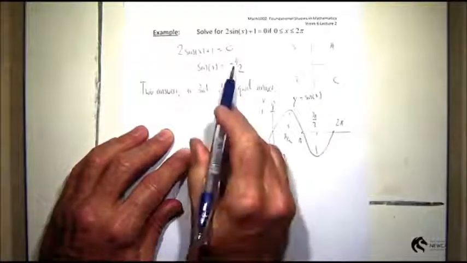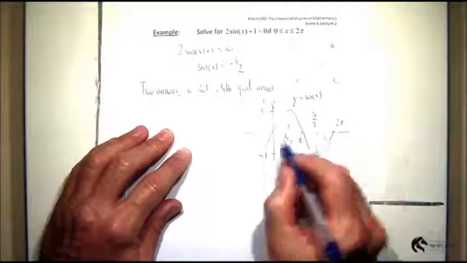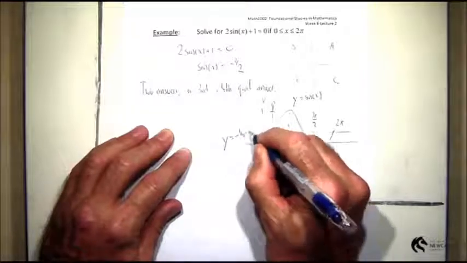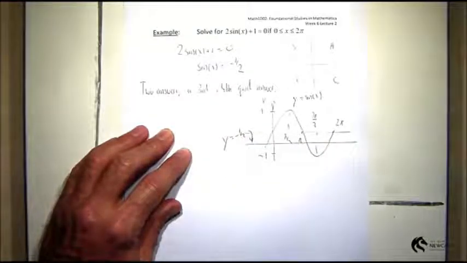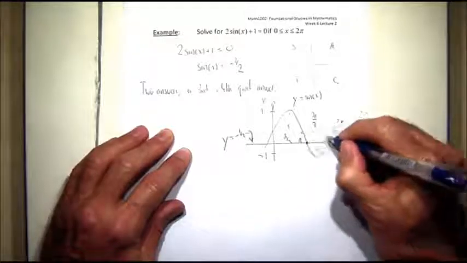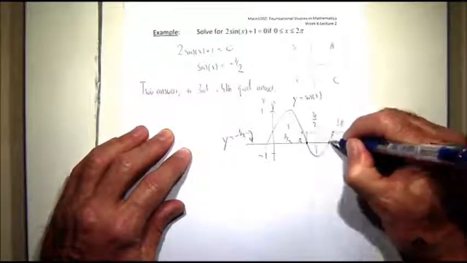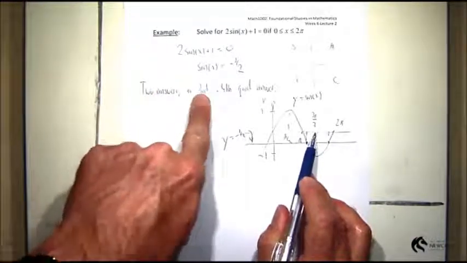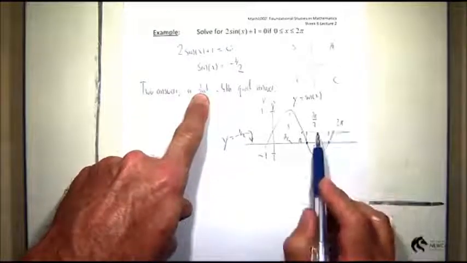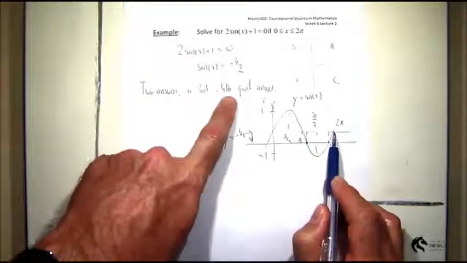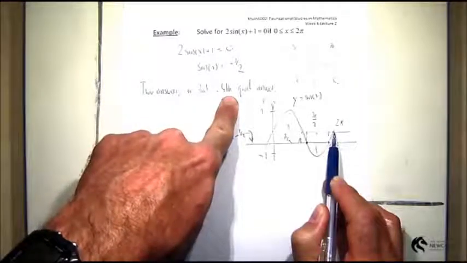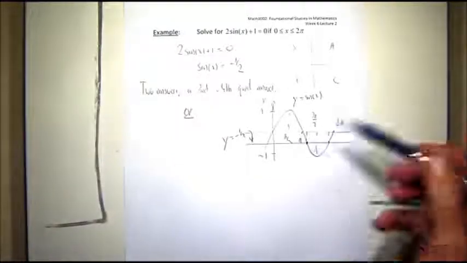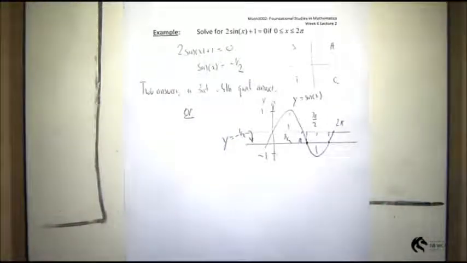I now draw the graph of y is equal to minus a half, and that goes through here like that. So there's the graph of y is equal to minus a half. And we can see two answers, one sitting there and one sitting there. There's one answer between pi and 3 pi on 2, which is my third quadrant answer, and one answer between 3 pi on 2 and 2 pi, which is my fourth quadrant answer. So either of those two approaches will tell you that you're going to get two answers, one in the third quadrant and one in the fourth quadrant.